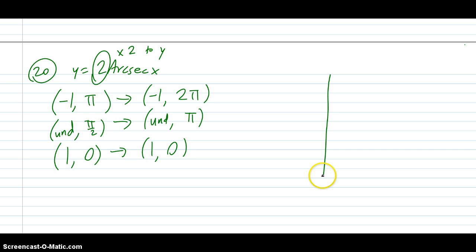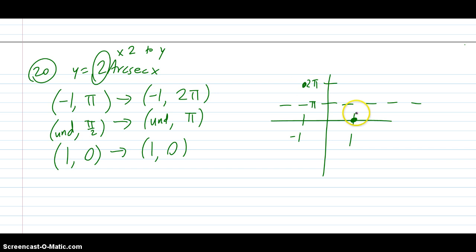So let's graph this guy. So we have -1, and we have 1. Okay, we have a horizontal asymptote at pi. So I'm going to draw that in. And we go up to 2 pi. So at 1, it's 0. And at -1, it's at 2 pi.